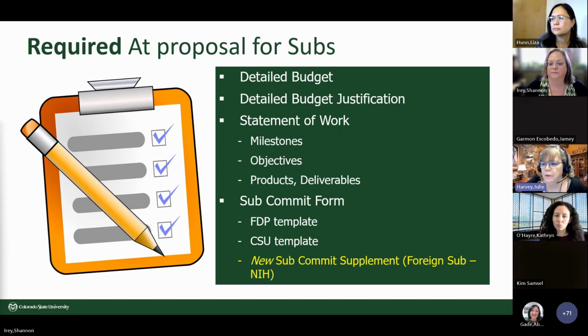I think we should get them at proposal stage. I know a lot of people balk because it's like, well, we might not get funded. Why should we provide it? But I think we should ask for it at proposal stage.